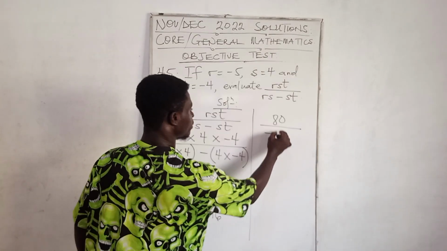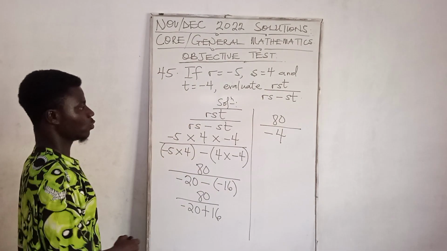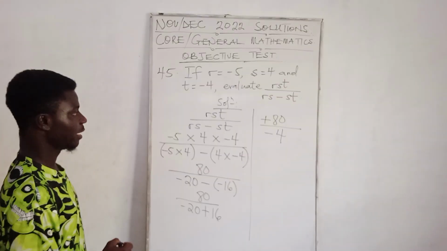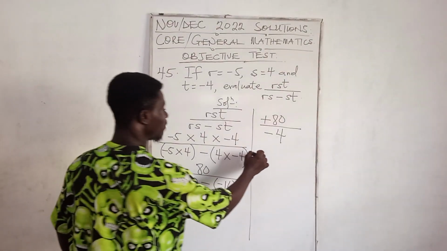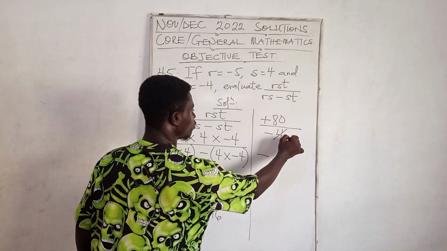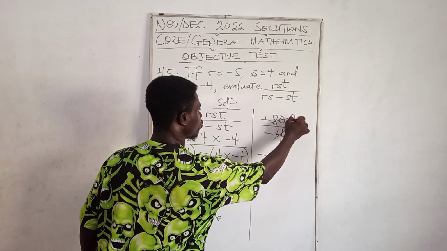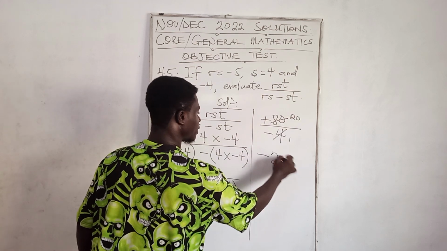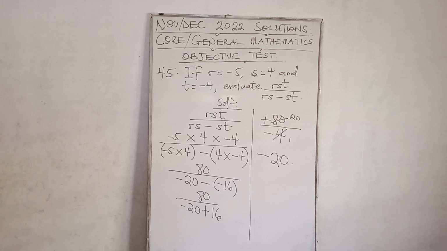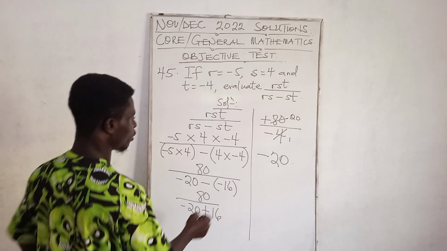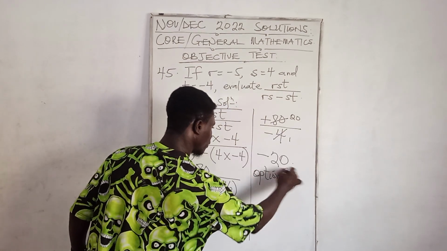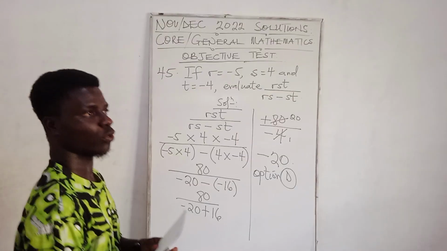It reduces to negative 4. So now, this one is positive divided by what? Negative. And positive divided by negative, our answer must be what? Negative. 4 goes into itself 1, then into 80, 20. So we get negative 20. So simple substitution. So our answer is what? Option D for dog.